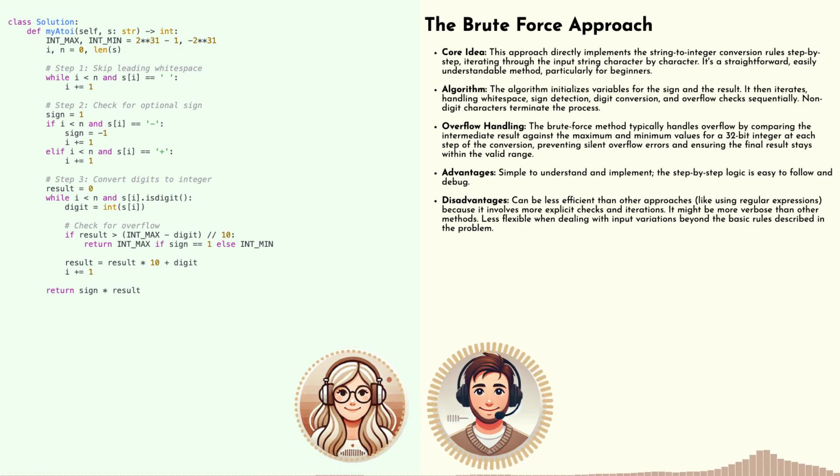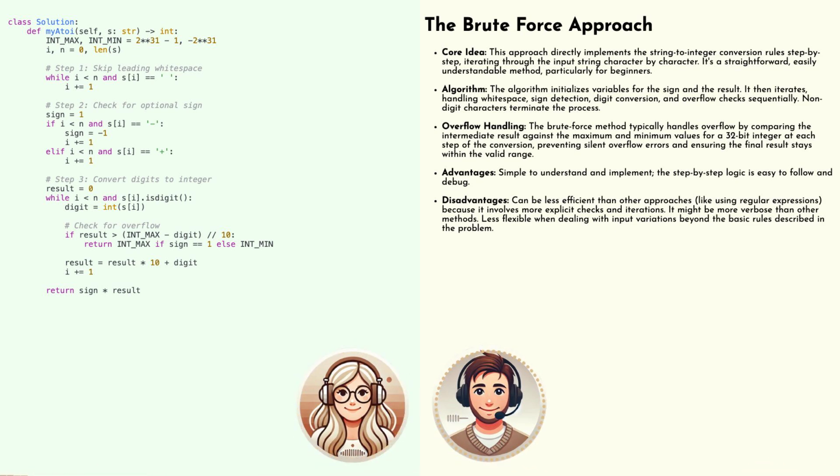So what happens if we hit a non-digit character? Do we just give up? No, not at all. That's where our error handling comes in. As soon as you hit a non-digit character, you stop processing the string. Whatever integer you've built up to that point is your final result. It's like we're saying, okay, we got this far. This is the best we could do.